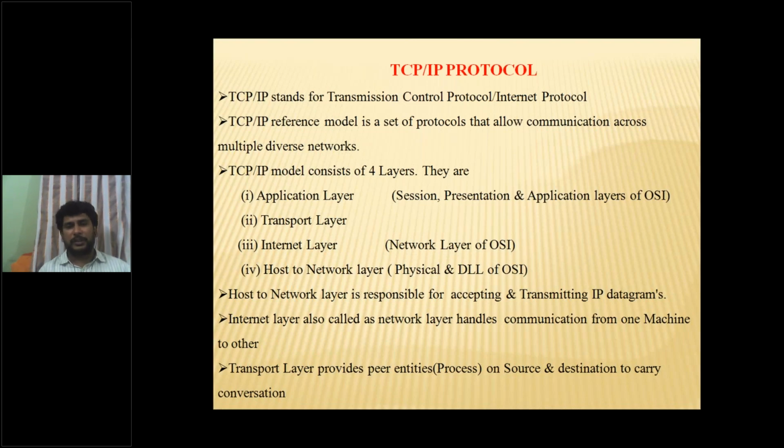The host to network layer, which is the first layer, is responsible for accepting and transmitting the IP datagrams. The internet layer has similar functionality to the network layer, and it handles communication from end to end. The transport layer provides peer entities, or process to process communication.